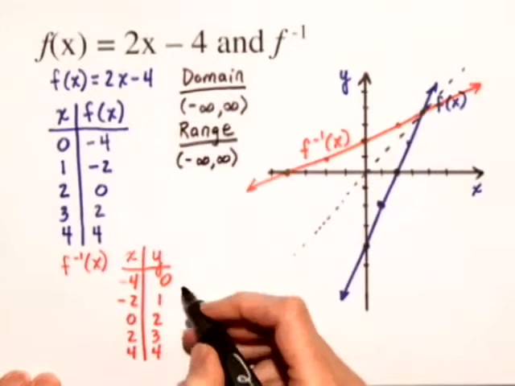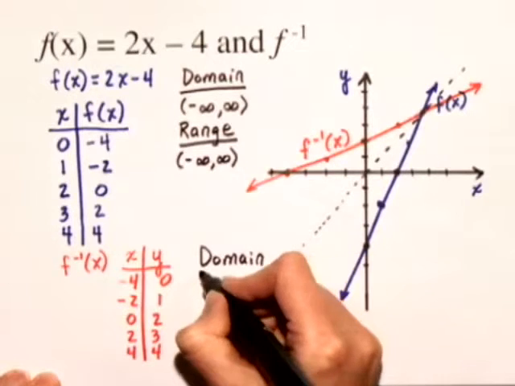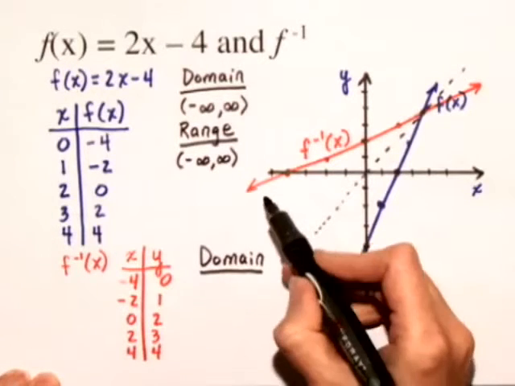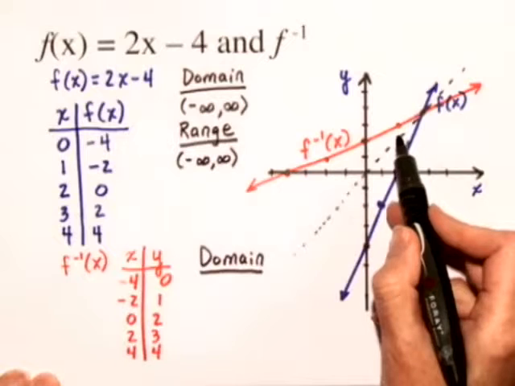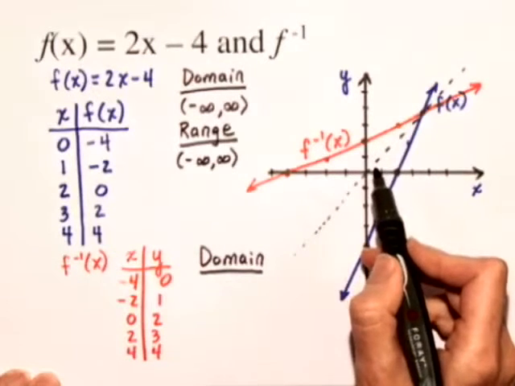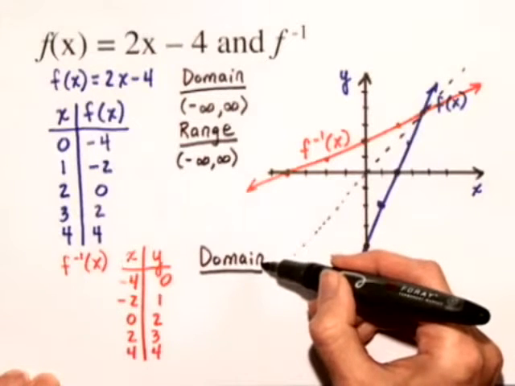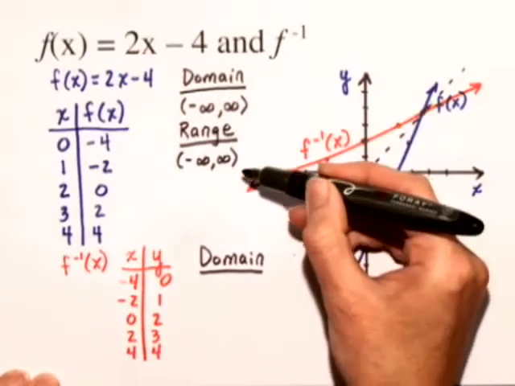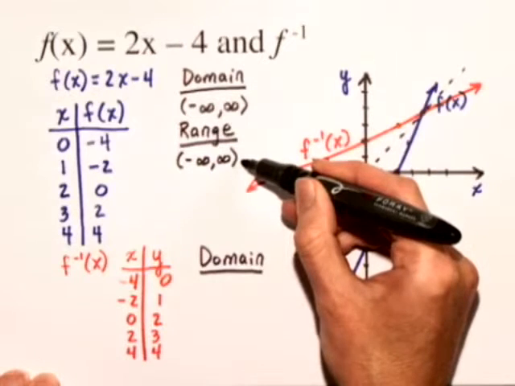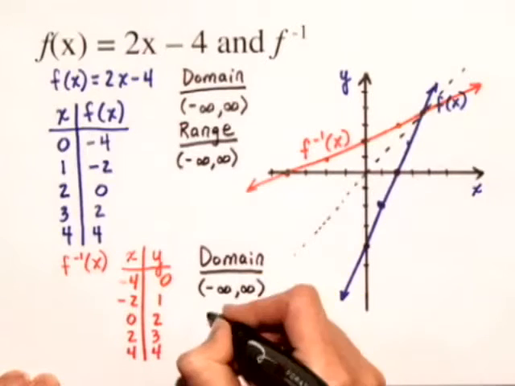For the inverse function, we can find that in one of two ways in terms of the domain. We can again look at the picture of the graph in red, and we can see the domain is from negative to positive infinity. But here's another trick. The domain of the inverse function is the same as the range of the original function. So we can say from negative to positive infinity.